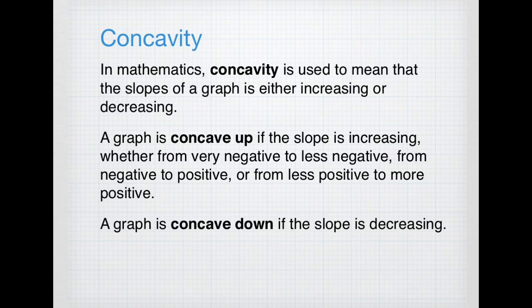So we've just looked at monotonicity. Monotonicity of a graph describes that it's increasing. As you move to the right, the function goes up. Or decreasing. If you move to the right, the function goes down.